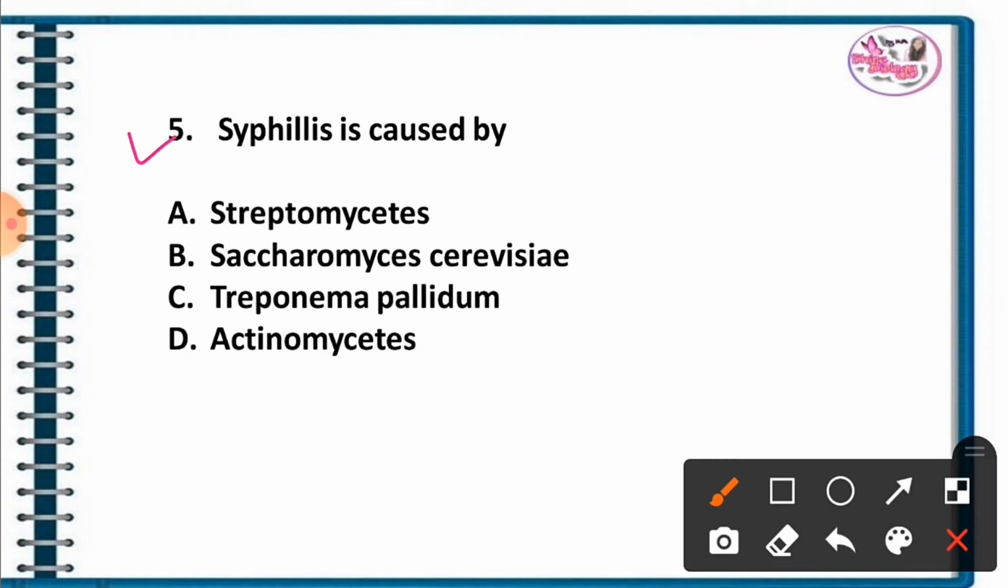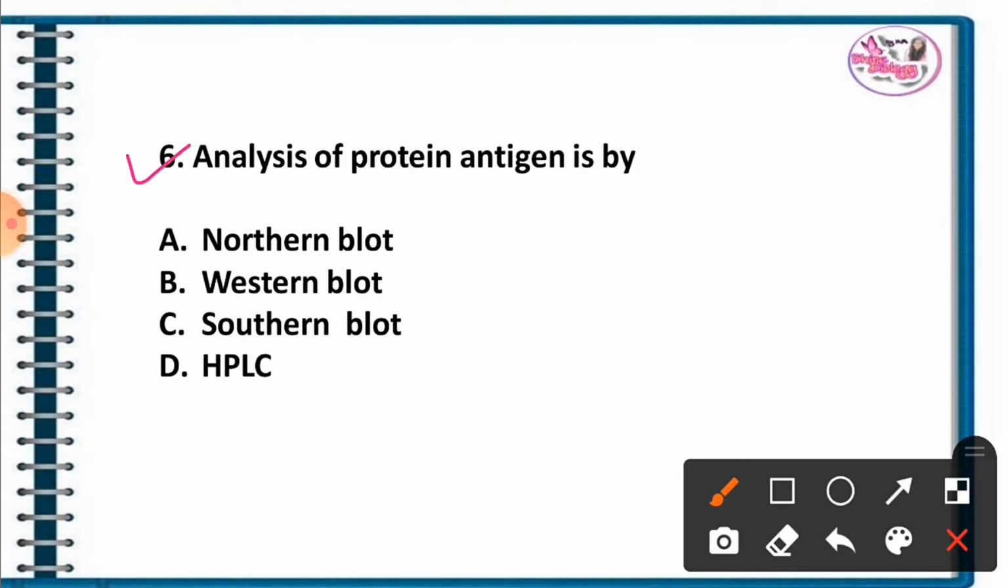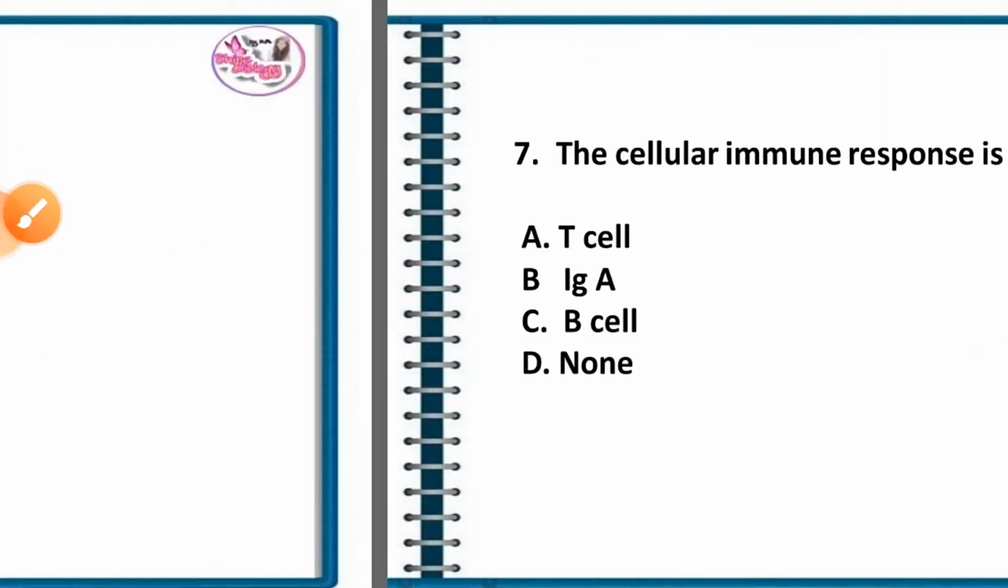Question 5. Syphilis is caused by. The correct answer is option C. Treponema pallidum is responsible for syphilis. Question 6. Analysis of protein antigen is by. The correct answer is option B. Western blot technique is used for analysis of protein antigen.